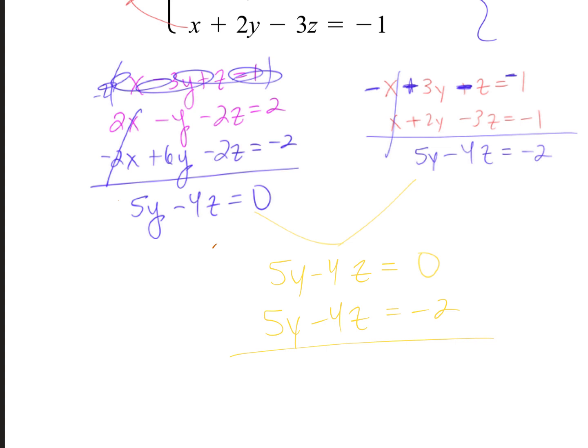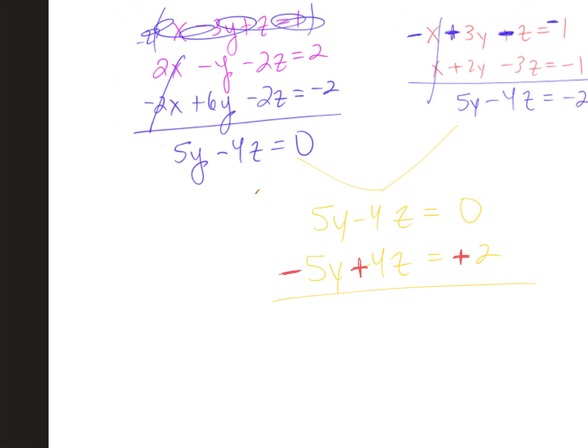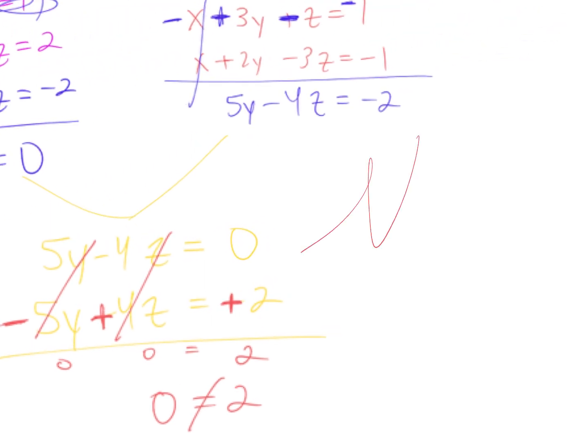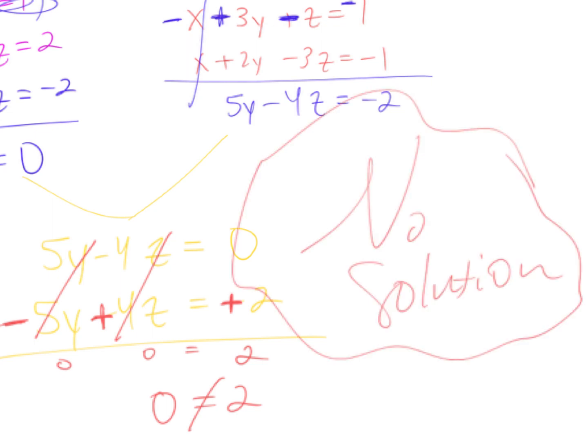You guys agree? Multiply by negative 1 to get y's to cancel? So I'm just going to go negative here. Change this sign. Change this sign. What happens with negative and positive 5y? Cancels. What happens with negative and positive 4z? Cancels. What is 0 plus 2? Am I left with a variable equals a number? No, I'm left with an untrue math statement. 0 equals 2. Is that ever true? No. So after all of that work, what is your answer? No solution. All right, that is a possibility.